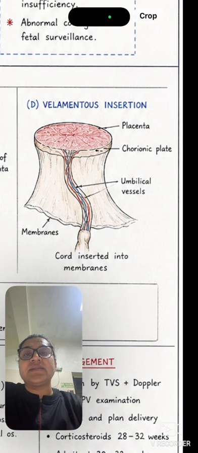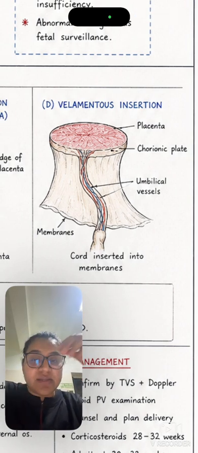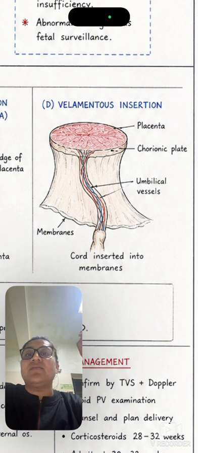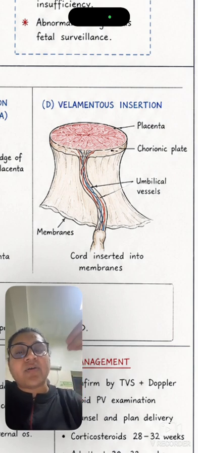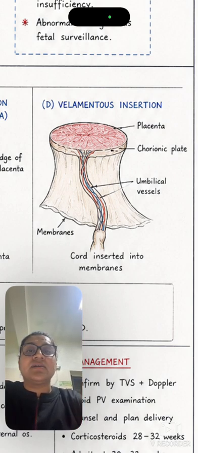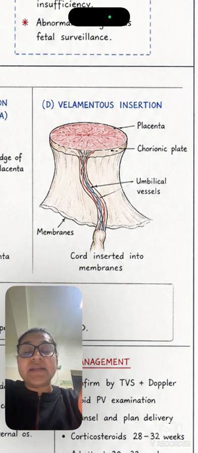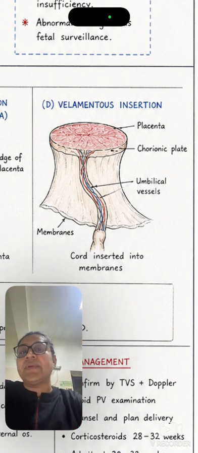Filamentous insertion, when the cord is attached in the membrane near the internal os. So it's called filamentous, and the vessels are without Wharton's jelly. What is the cord? Cord is the umbilical artery, umbilical vein, and the Wharton's jelly. But in this filamentous insertion, only the vessels travel through these membranes.